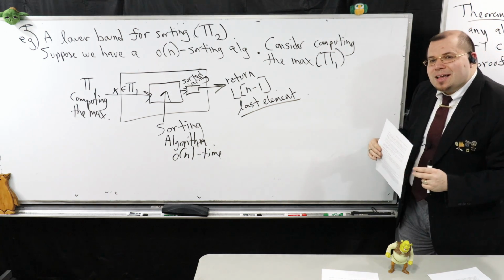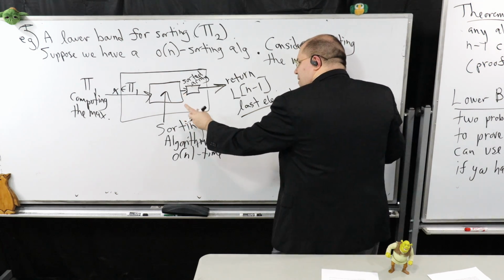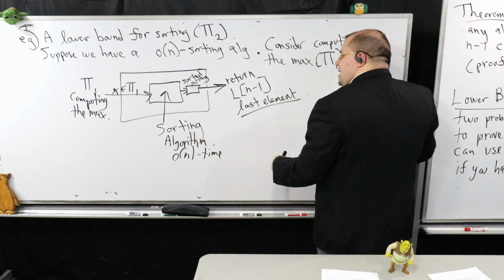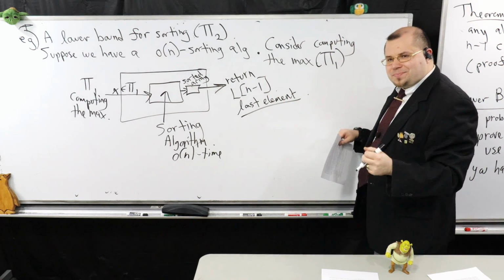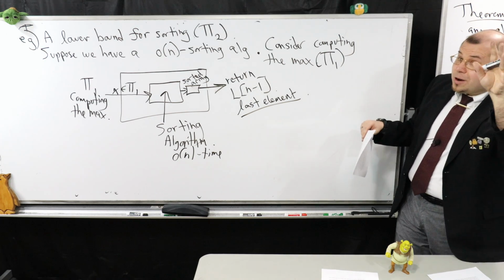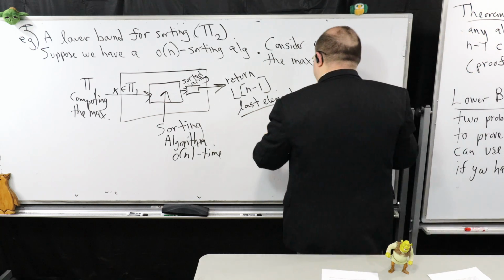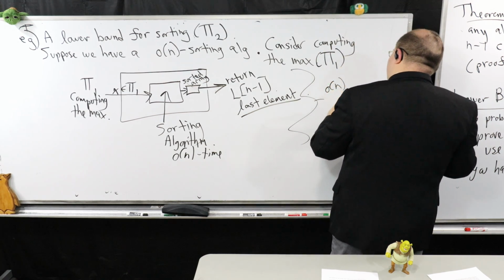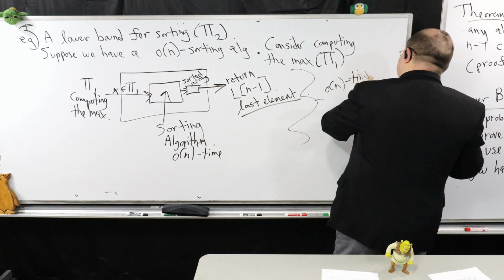So keep in mind, I take the instance, I sort it in little o of n time, and then I just return the last position. Now remember, little o just simply means it's some running time that is less than linear. Yeah, it's little o of n. So this whole thing is a little o of n time algorithm.